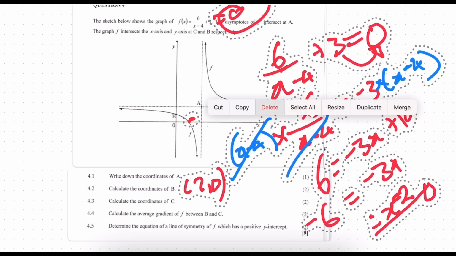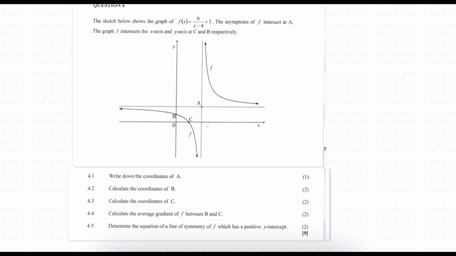Hyperbola is so simple though, they hardly conflict you here. It's just straightforward questions. Write down the coordinates. Oh, those were coordinates of C, not of B. Coordinates of C, 2, 0. B was, I think, 0, 1.5, no? Okay, agree.